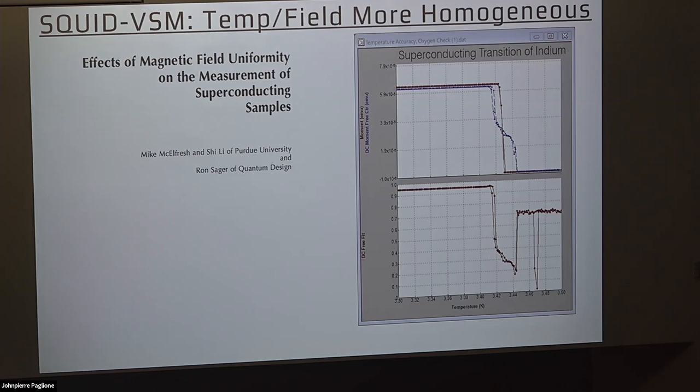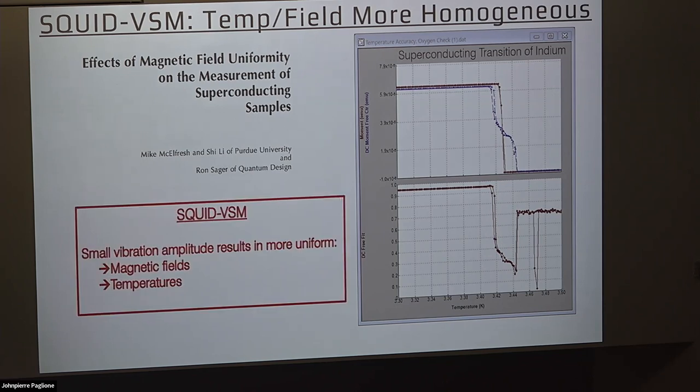However, the VSM mode, shown in red up here, shows a much sharper, nicer transition because we're always moving the sample in a much more uniform field and temperature profile. So we don't have to worry about that stuff as much. So again, another nice added benefit of the SQUID VSM mode. But as was said earlier, it's very sensitive to the center location, so you've got to make sure you nail that down.